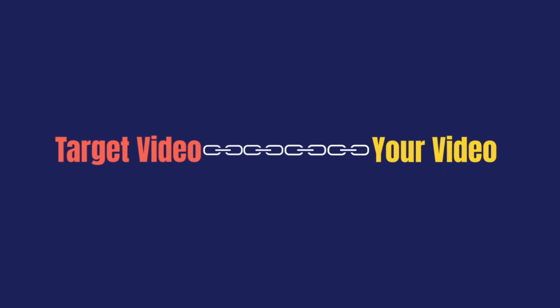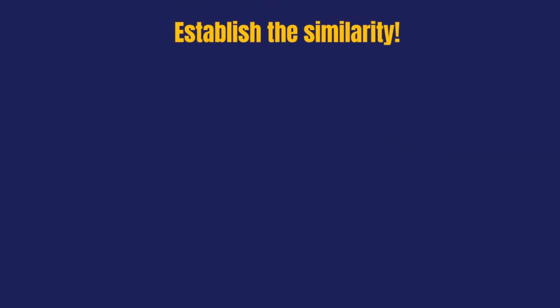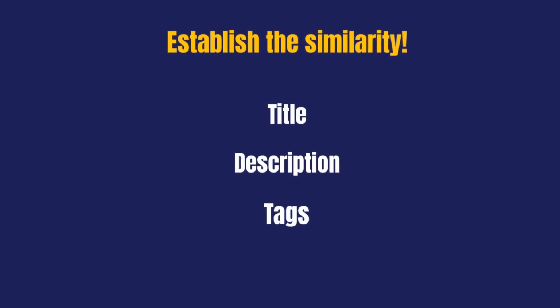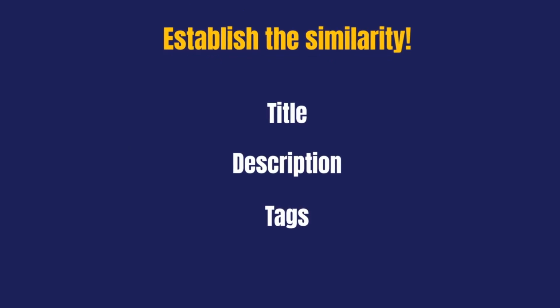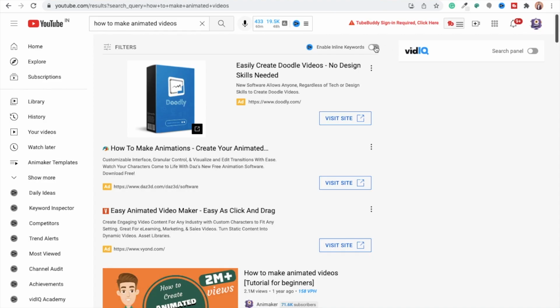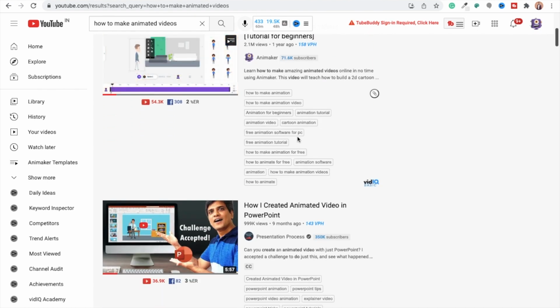The second step is to establish to YouTube algorithm that your video is related to the target video. The similarity in title, description and tags helps to do that. Title and description, you can directly look at the target video and add something similar yet better to your video. Regarding the tags, there are Chrome plugins which lets you see the tags added to a specific video. Add the same tags to your video too.